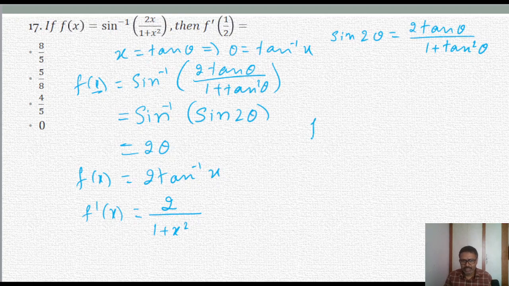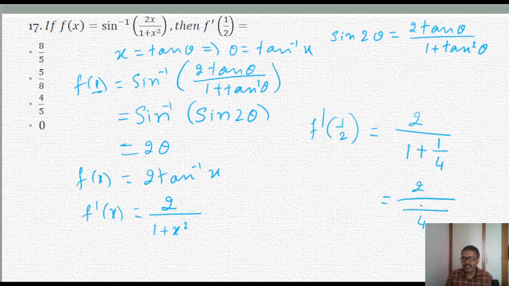So they are asking you to find f dash of 1 by 2. That will give you 2 divided by 1 plus 1 by 2 square, which is 1 by 4. Take LCM here. It will be 2 divided by 4 is the LCM, 4 plus 1. This will go to the numerator and your answer is 8 by 5. So for this your answer is again option 1. Friends, let us move on to the next one.